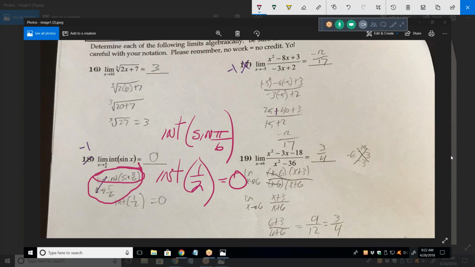The greatest integer of 1/2 is clearly 0. I'm trying to think whoever takes the greatest integer function of sine x. Okay, I cannot explain why you lost points there. And you say on number 17 it was just you missed a sign? You got negative 12/17 instead of 12/17?